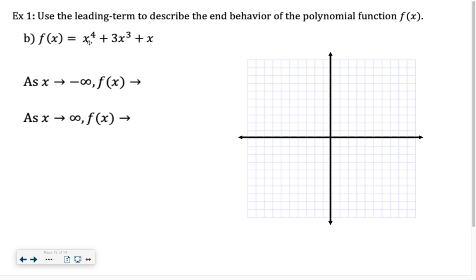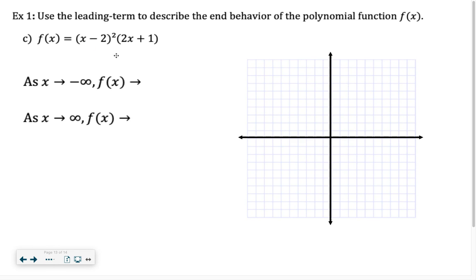All right, so my leading term is a positive fourth degree, so positive even. That means my end behaviors are both going to be going up. So as x goes to negative infinity, f of x goes to positive infinity, and as x goes to positive infinity, f of x goes to positive infinity.